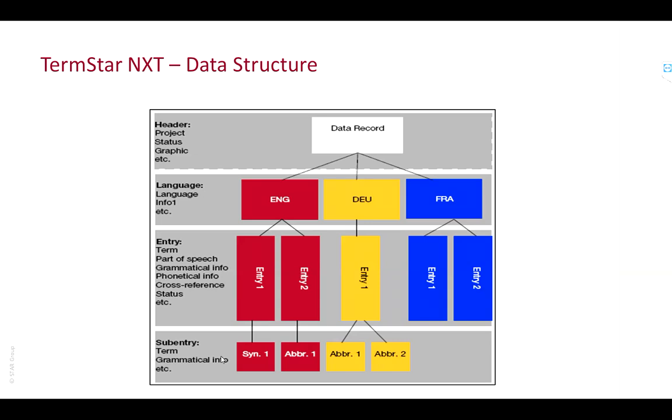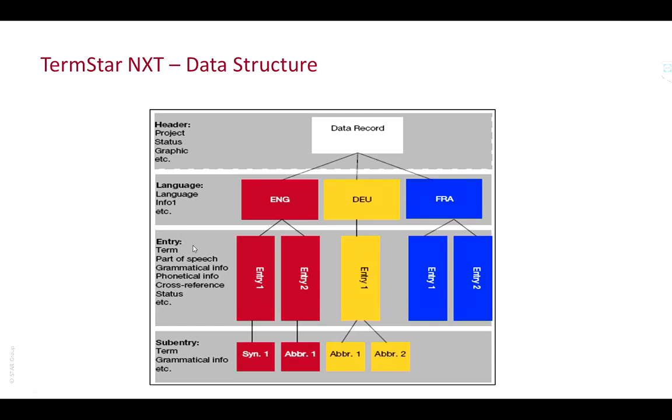Now, as to the data structure, every data record contains several fields. We have the header fields, where information about the whole data record is stored. This could concern project or status, graphics, etc. Then we have the language field, or fields, where there's information about the language, and then there can be customized information and several more fields.